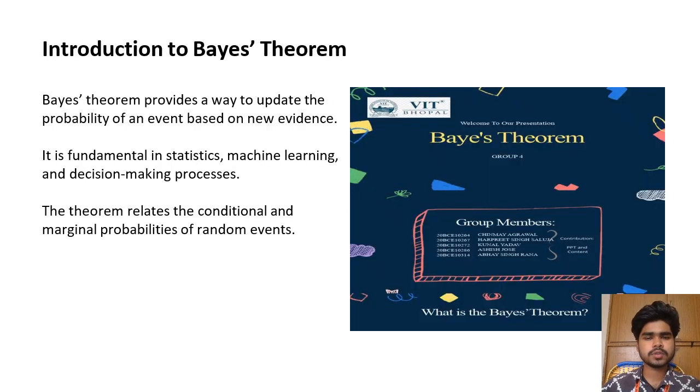Introduction to Bayes theorem. So what is Bayes theorem? Bayes theorem provides a way to update the probability of an event based on new evidence. It is fundamental in statistics, machine learning, and decision making process. The theorem relates the conditional and marginal probabilities of random events.